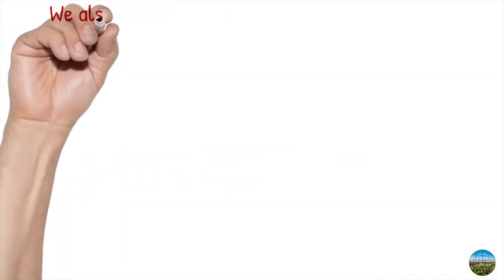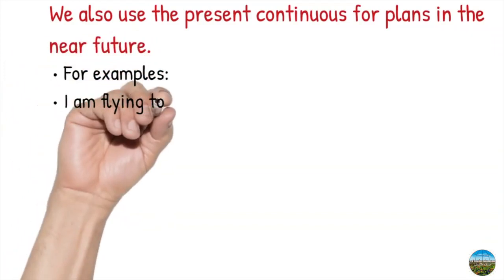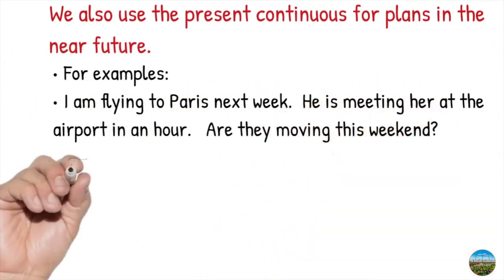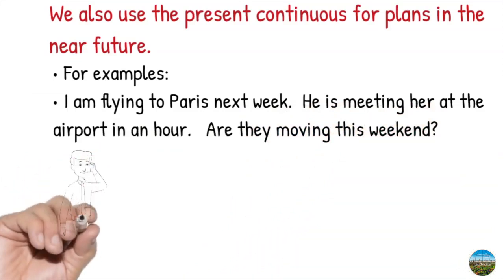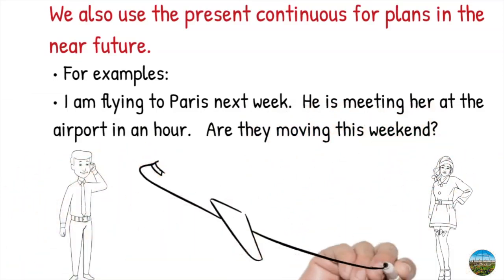We also use the present continuous for plans in the near future. For example: I'm flying to Paris next week. He is meeting her at the airport in an hour. Are they moving this weekend?